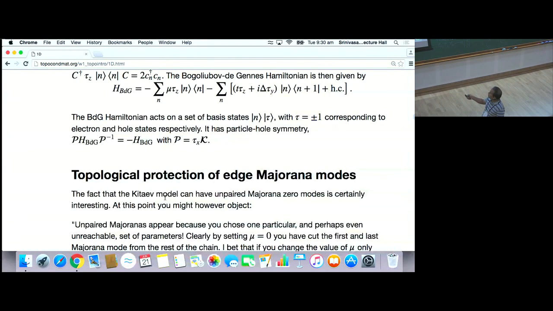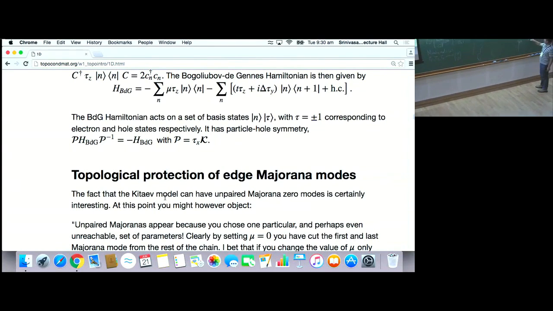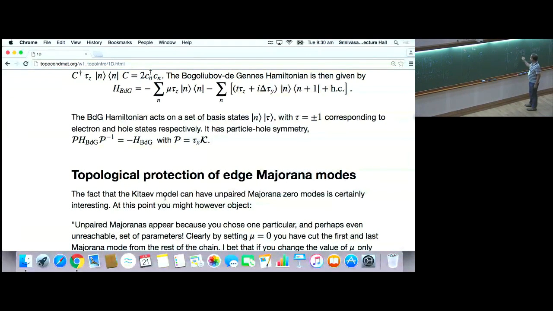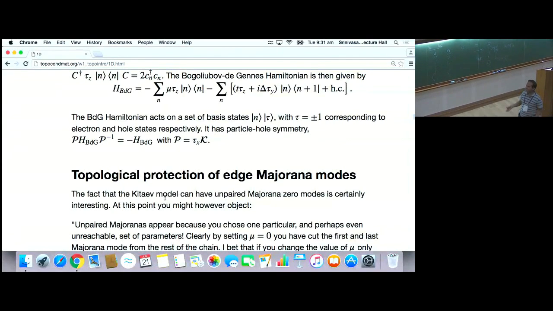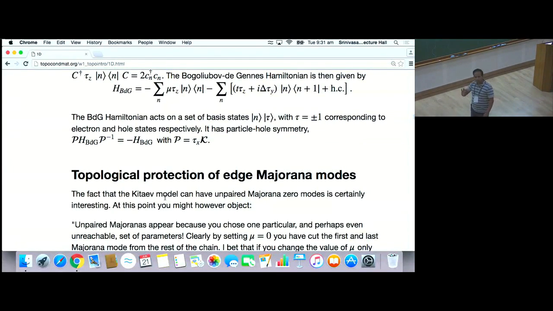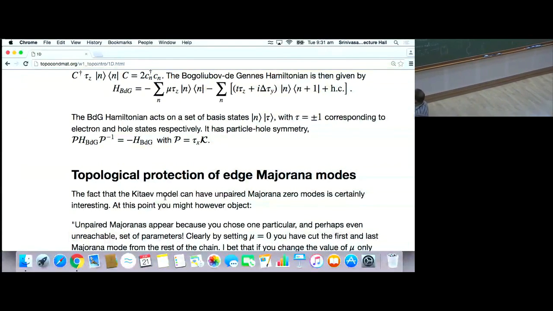This n? No, this ket n. That's a good point. If there are capital N sites, let me call it capital L sites. If it's L sites long, then there are L components. But you should remember it's a tensor product. So the total basis is L dimensional, going from 1, 2, 3, 4 up to L, but then it's multiplied by 2. So ultimately the whole Hilbert space is 2L dimensional. Everyone happy?